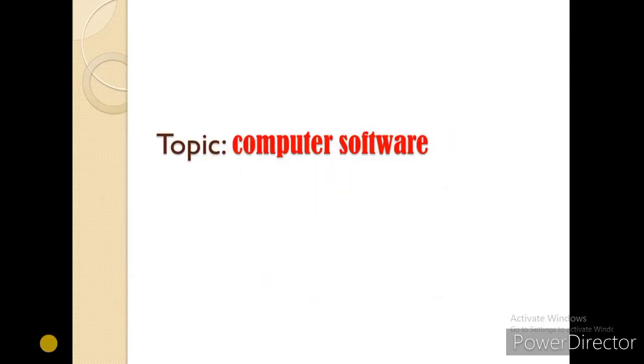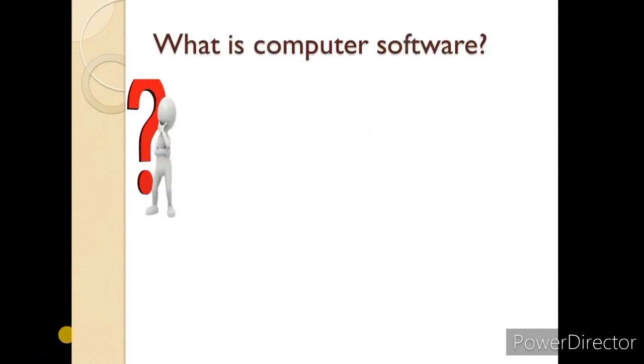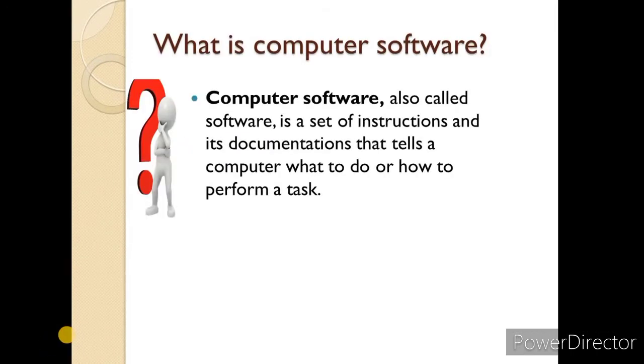Today's topic, we are going to be looking at computer software. Some of us are already wondering, what is computer software? Computer software is also called software. It's a set of instructions and its documentation that tells a computer what to do and how to perform a task. It means that computer software is what makes the computer function properly.